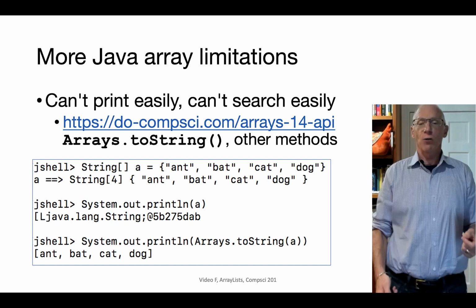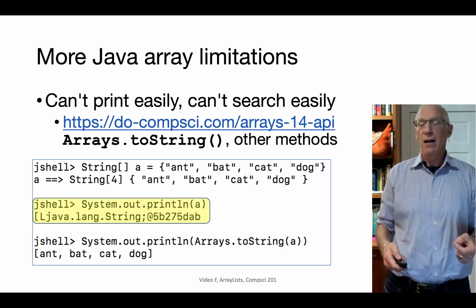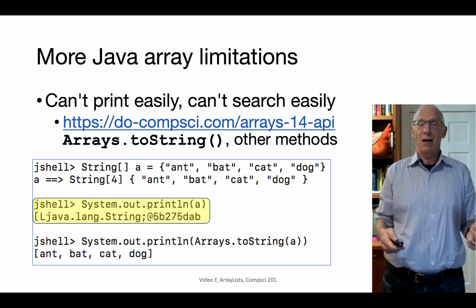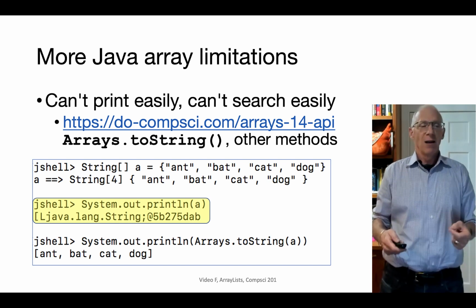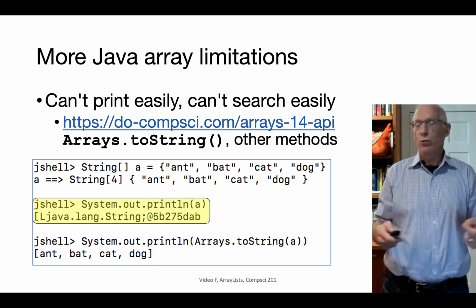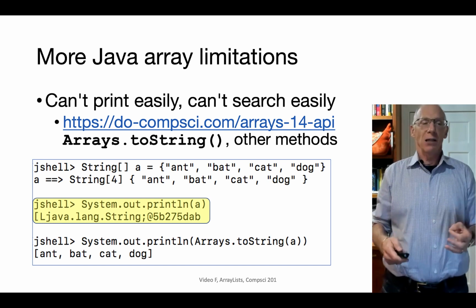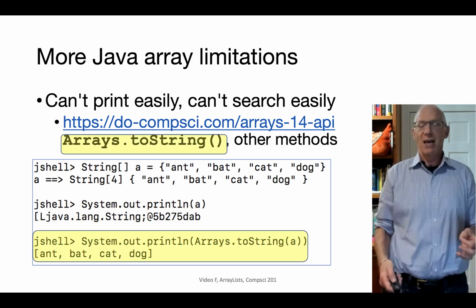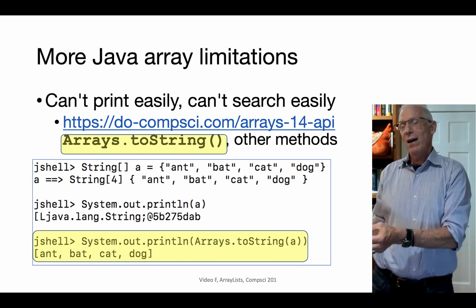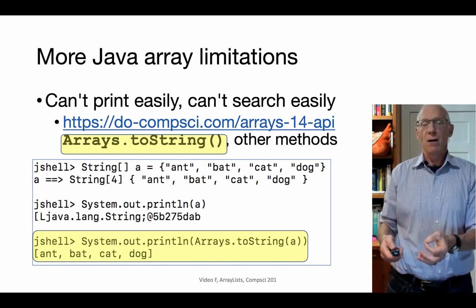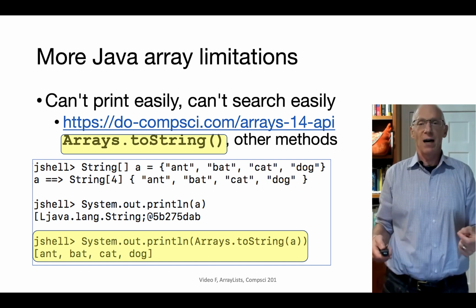Here we can see that I've created an array of 4 string values, ant, bat, cat, dog. And when I try to print it by simply saying System.out.println(A), I get something representing the array's location in memory, String at 5b2. That's not a useful representation, but there's an Arrays class, and when I use that Arrays class API by calling Arrays.toString, passing array A to the toString method of the Arrays class, I get back a string that is representative of the array contents.